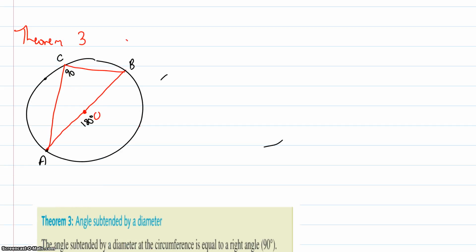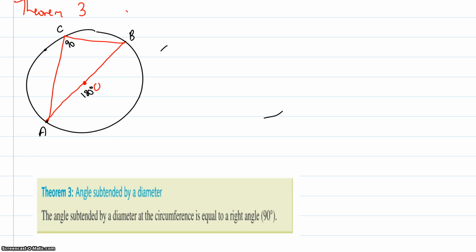So the third proof is that an angle subtended by a diameter at the circumference is equal to a right angle. This one in here is always going to be a right angle if it goes through the center of the circle.